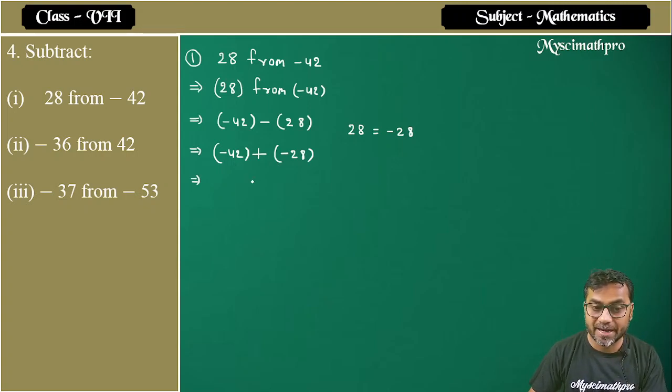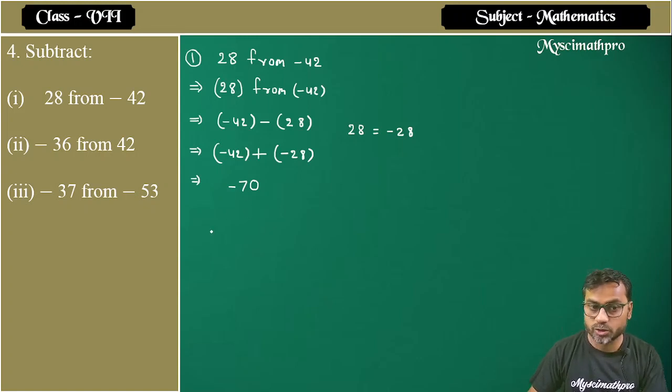According to rule number 1 of addition, we add the values. So 2 plus 8, 10, carry 1, 4 plus 2, 6 and 1, 7. And we have to put a minus sign. So the final answer is minus 70. I hope you all understood.